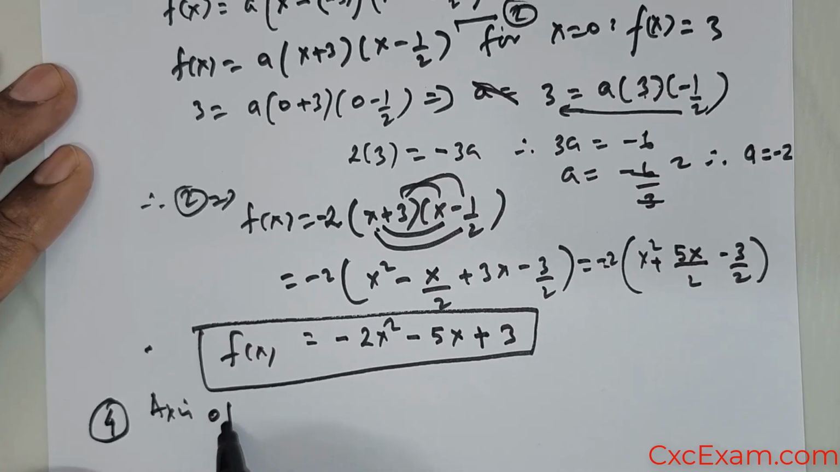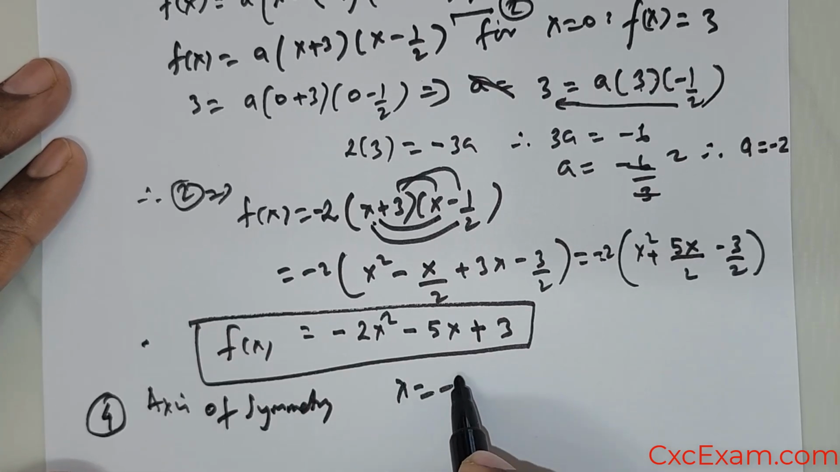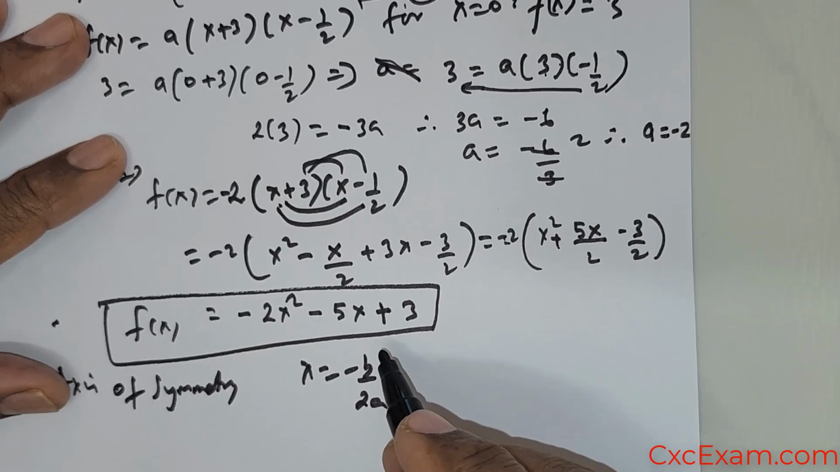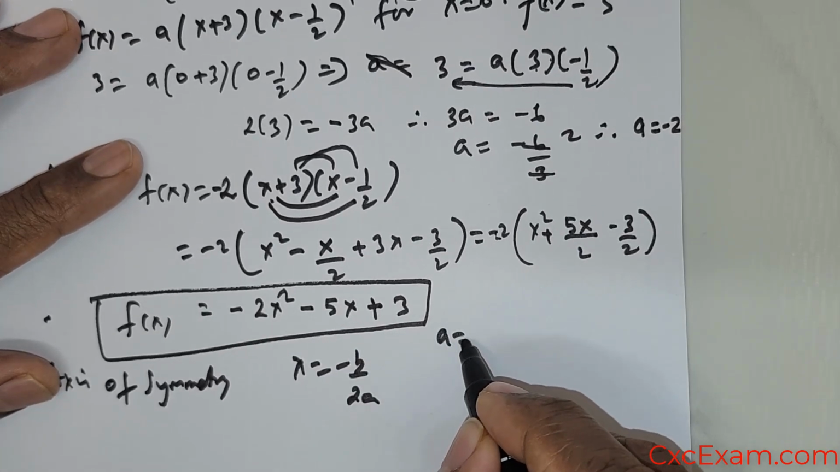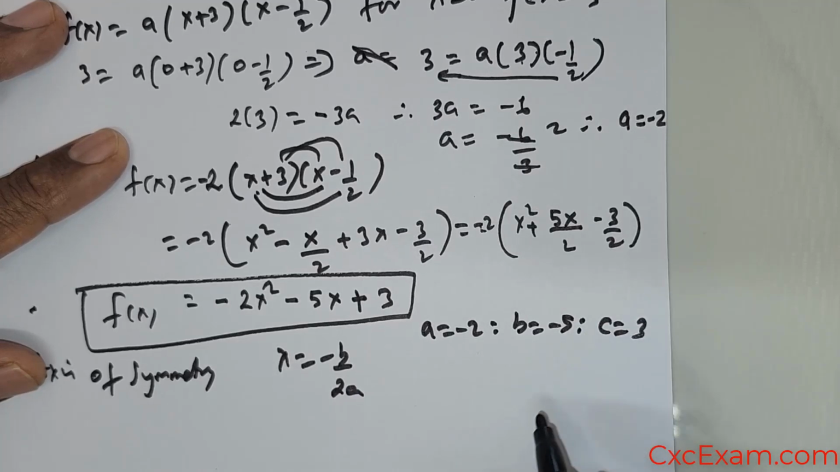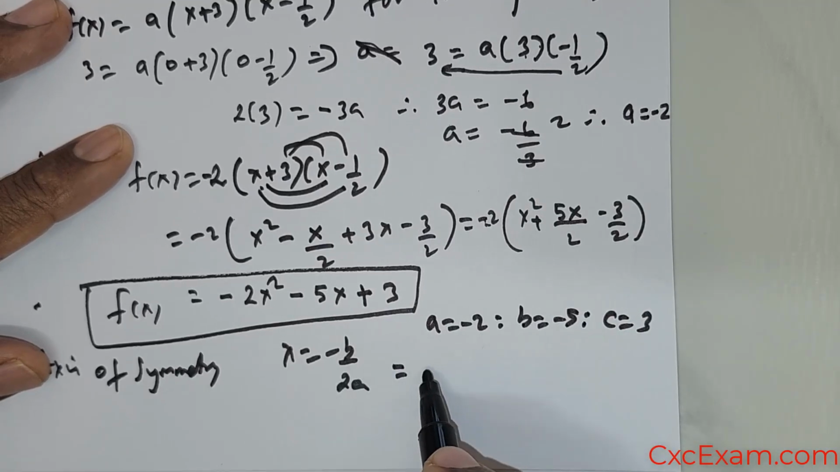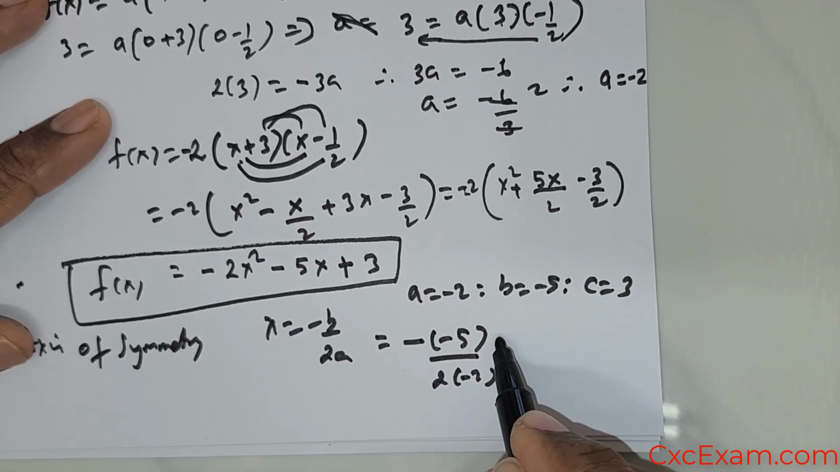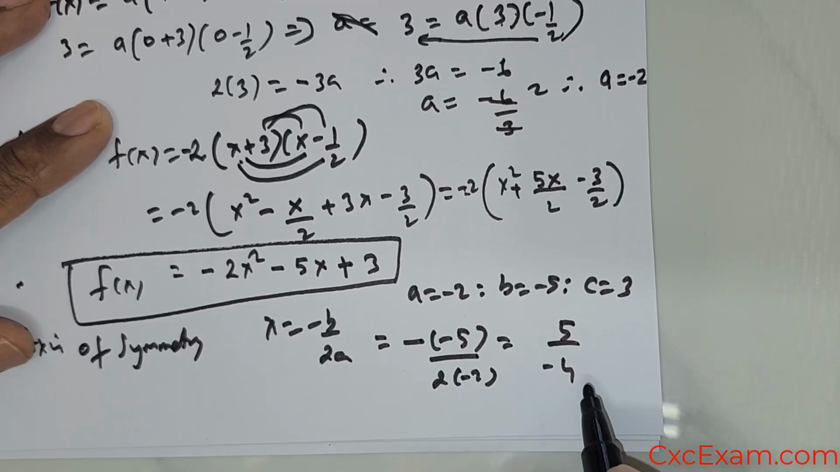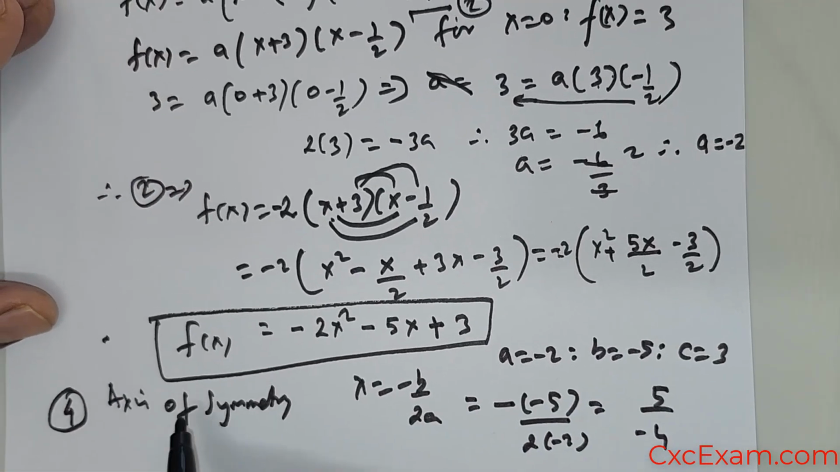Now the axis of symmetry is given by the formula x is equal to negative b over 2a. Go back to the function here. What is a? A is negative 2. What is b? B is negative 5. And what is c? C is 3. So this can be rewritten as negative of negative 5 divided by 2 times negative 2. This will become 5, and this will become negative 4. So 5 is divided by 4.